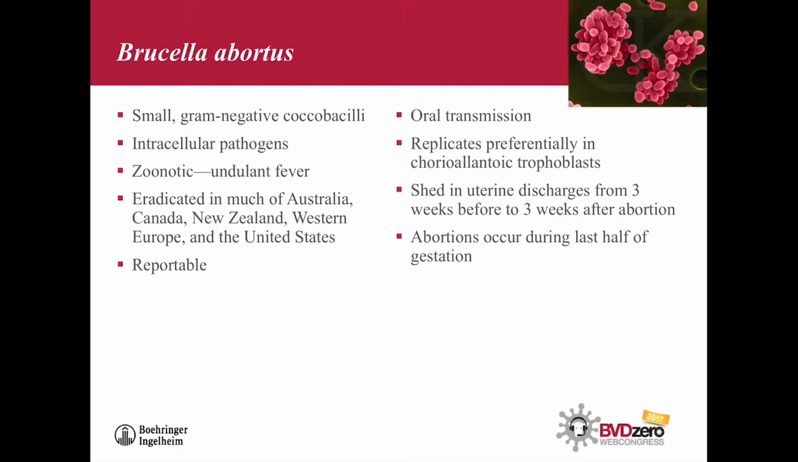This organism is shed in uterine discharges from 3 weeks before to 3 weeks after abortion. One of the reasons that's important, again, is because this is a human pathogen as well as a bovine pathogen. So we have to be concerned about veterinarian health and producer health when we have this gram-negative organism that is amplified to a huge concentration associated with the bovine placenta being shed out into the environment.